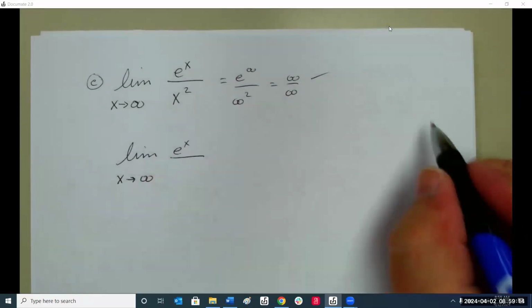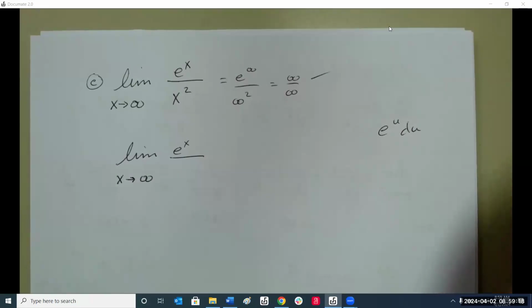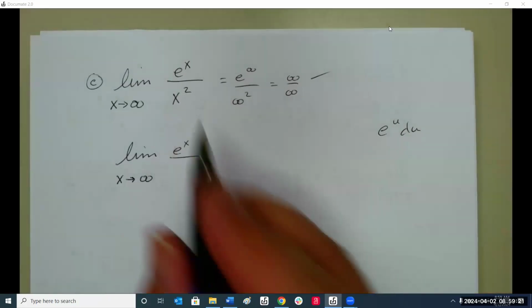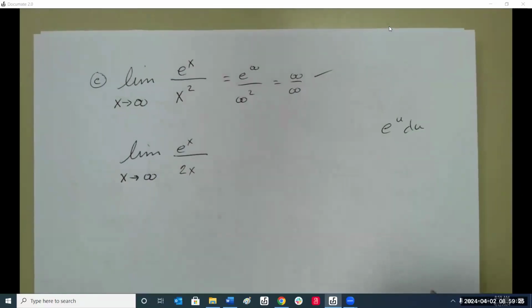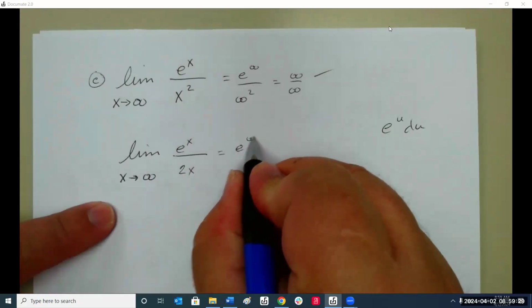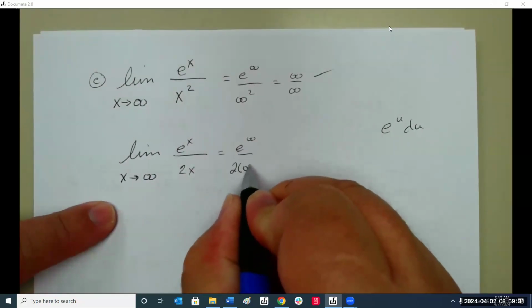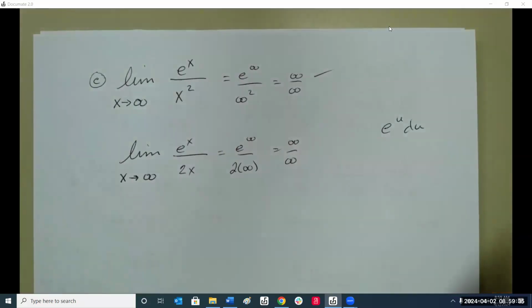It's e to the u du, but the derivative of x is 1, so that's it. What's the derivative of x squared? 2x. So we have e to the infinity over 2 times infinity. It's still going to give us infinity over infinity.